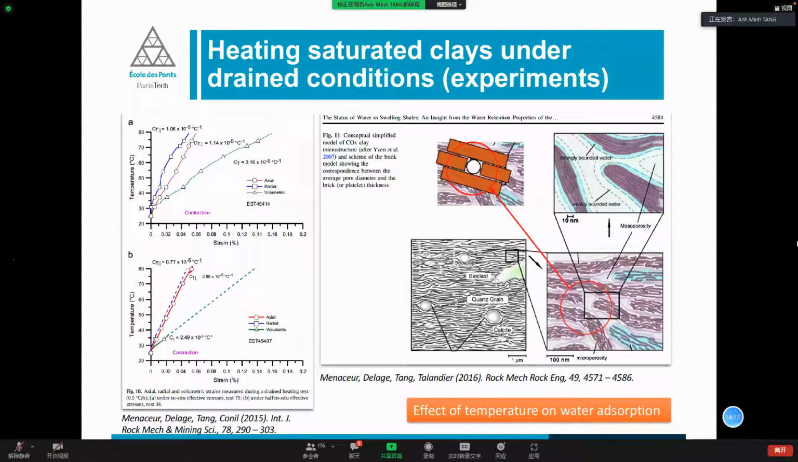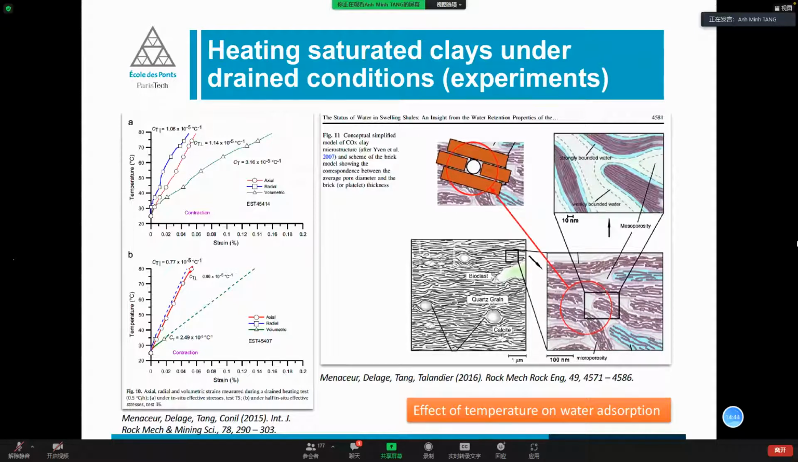And for other clays, we can see that when you heat the soil, heat the clay, that reduces the shear strength between the clay particles here, again maybe because of this water absorption. So the shear strength between clay particles can be decreased. So heating can also decrease the shear strength of clay.